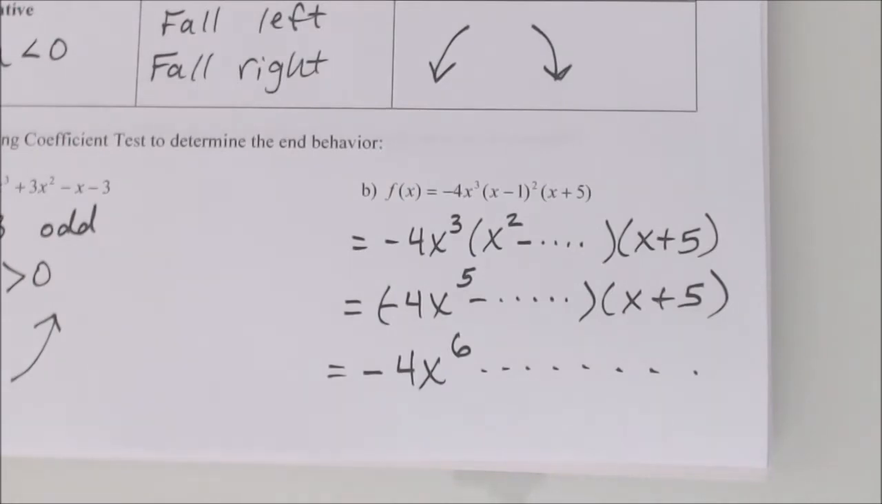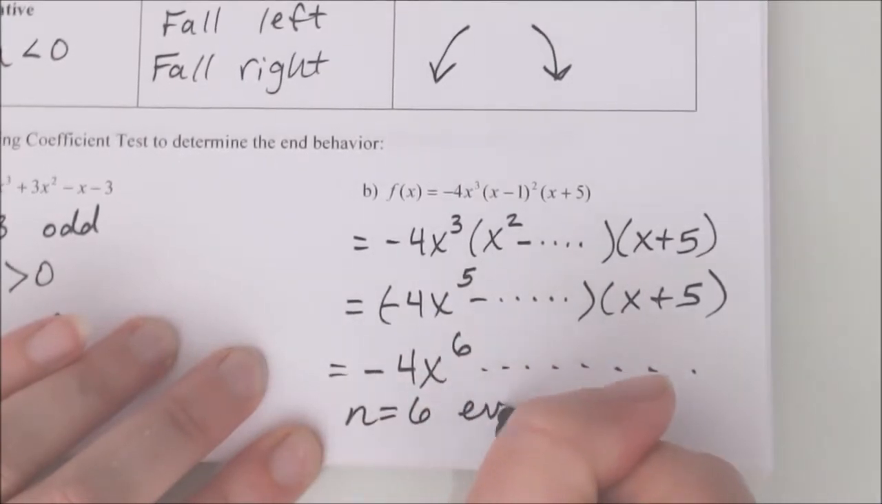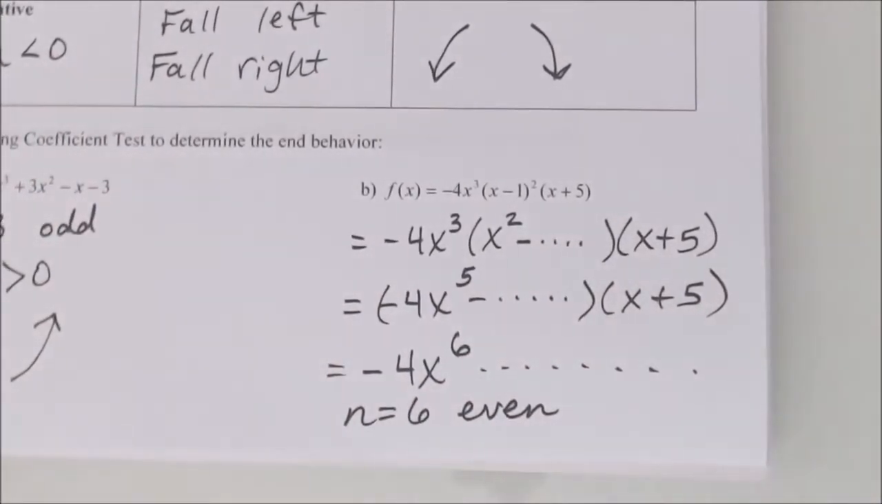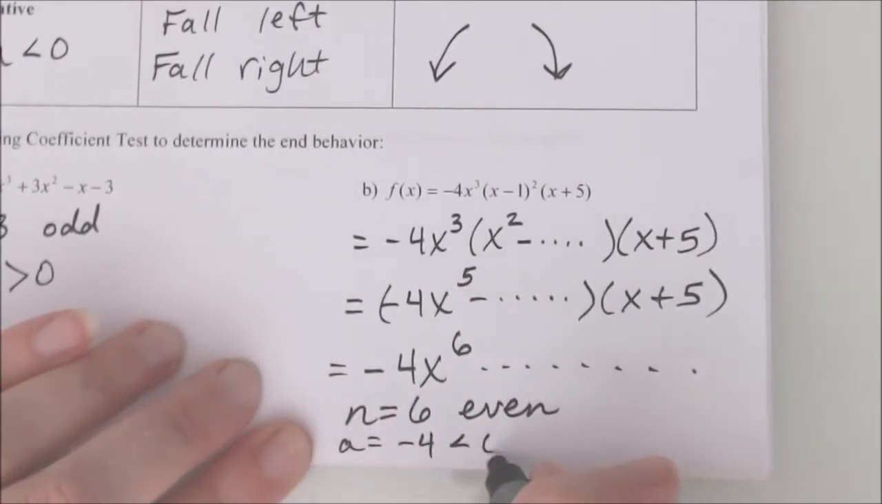All I care about is the highest powered term, because that's going to tell me the degree and the leading coefficient. So negative 4x to the 6th is the highest powered term. So the degree for that is 6, which of course is even. And the leading coefficient is negative 4, which of course is negative.